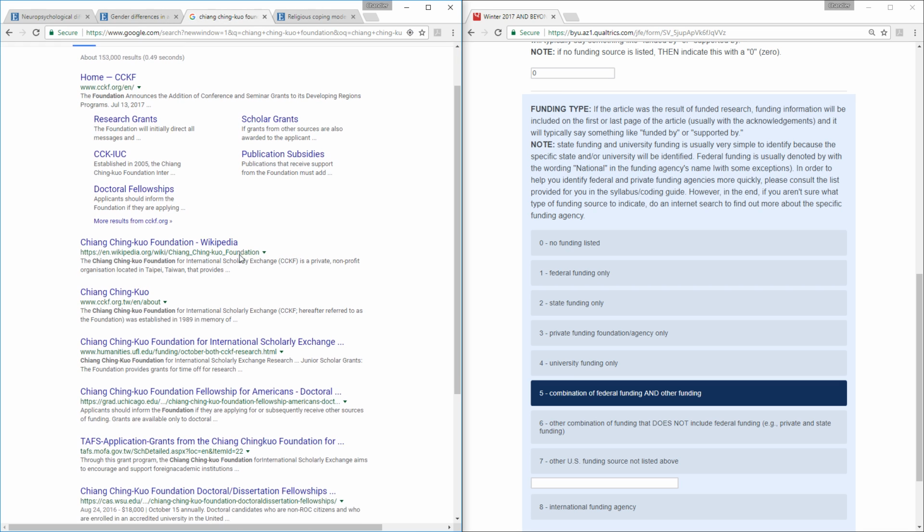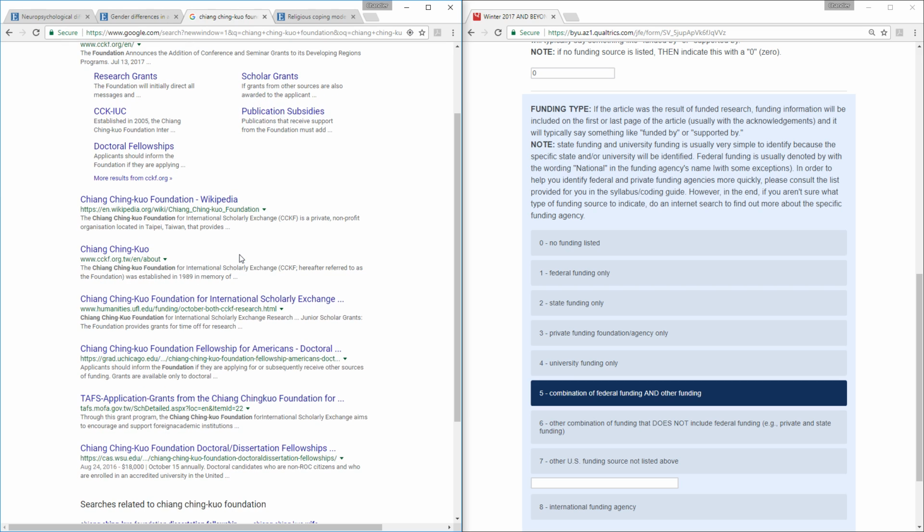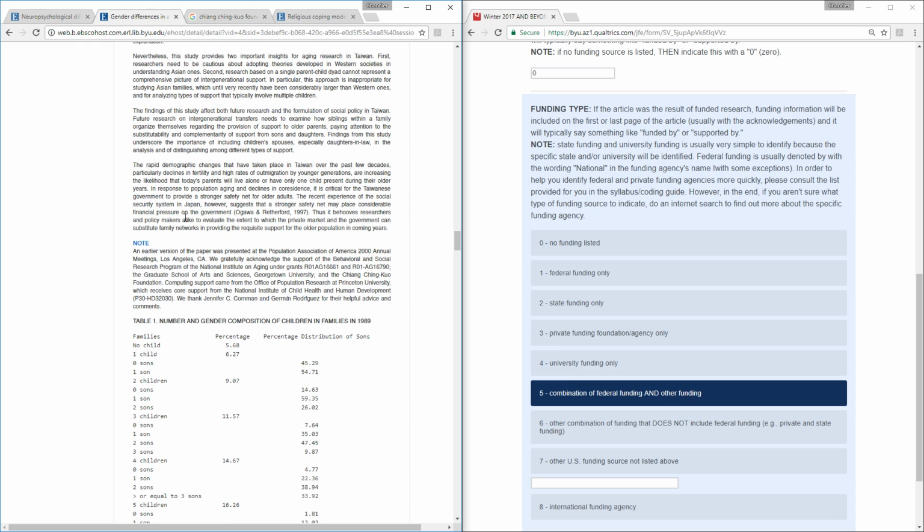Quick Google search of this foundation, since it is not directly attributed to any university system or government agency, we find that it is a private, non-profit organization located in Taiwan. So that is both private and foreign. So we'll see how that plays in later as we code the funding types. But for now, we've coded 3 different sources of funding. One federal with the National Institute on Aging, one university, Georgetown University, and third, a private foundation from Taiwan. So because we have federal funding, it will also fall under combination of federal and other funding, code number 5.